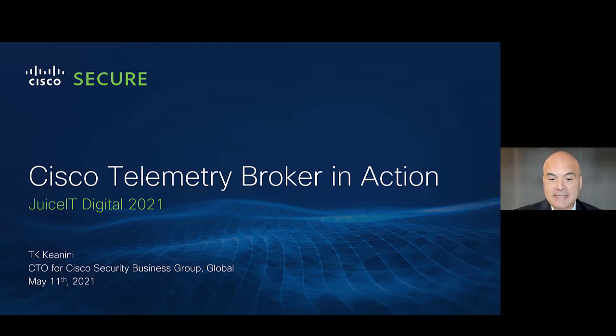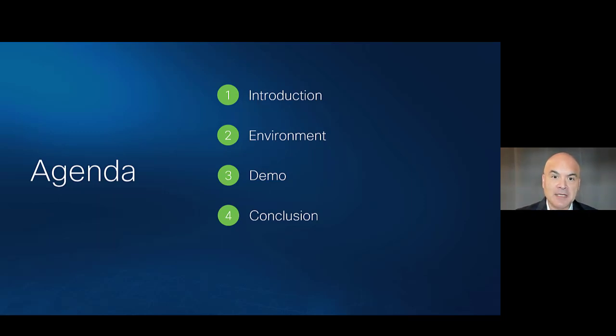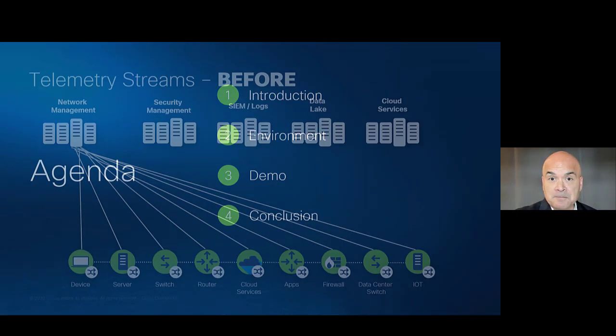I'll set up the demo so we have an introduction and you can understand how things are set up in the environment, in the context of the items that are sending telemetry, how it gets to the Cisco Telemetry Broker, and then how the Cisco Telemetry Broker distributes that telemetry out to the destinations. In the demo, you'll see basically how the interface is laid out, how you configure things. We'll go through some use cases so that it makes sense to you. And then we'll end with a conclusion.